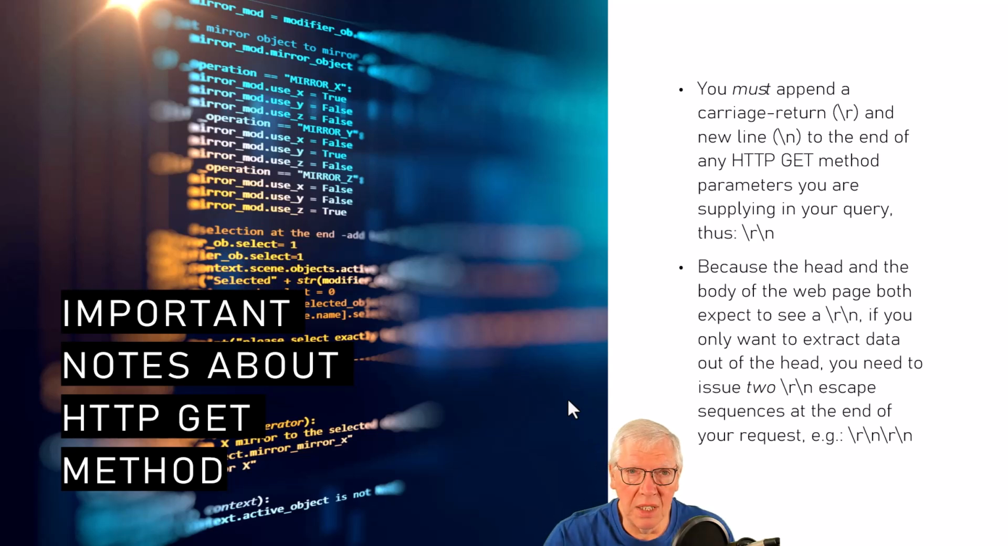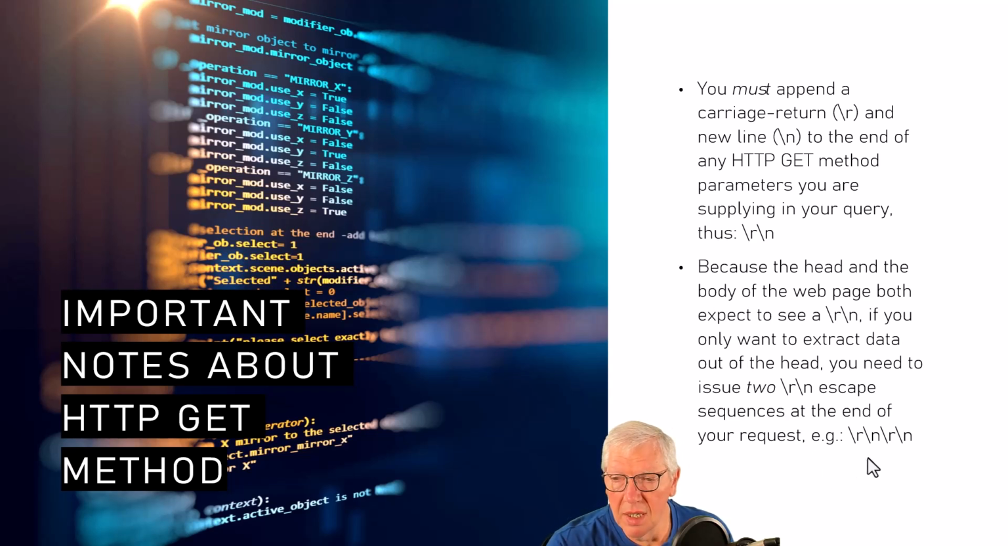So what we have to do when we are issuing a GET request is we have to issue what's called a carriage return. It's a \r. That's an escape sequence. We call them escape sequences. And we're actually physically telling the computer, do a carriage return. And then we have to do a new line. So the whole thing looks like \r\n.